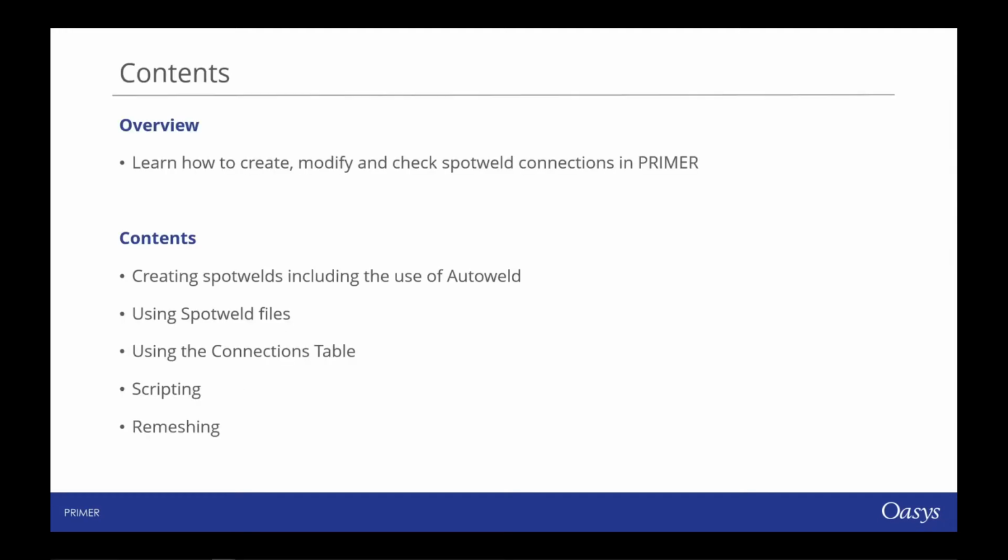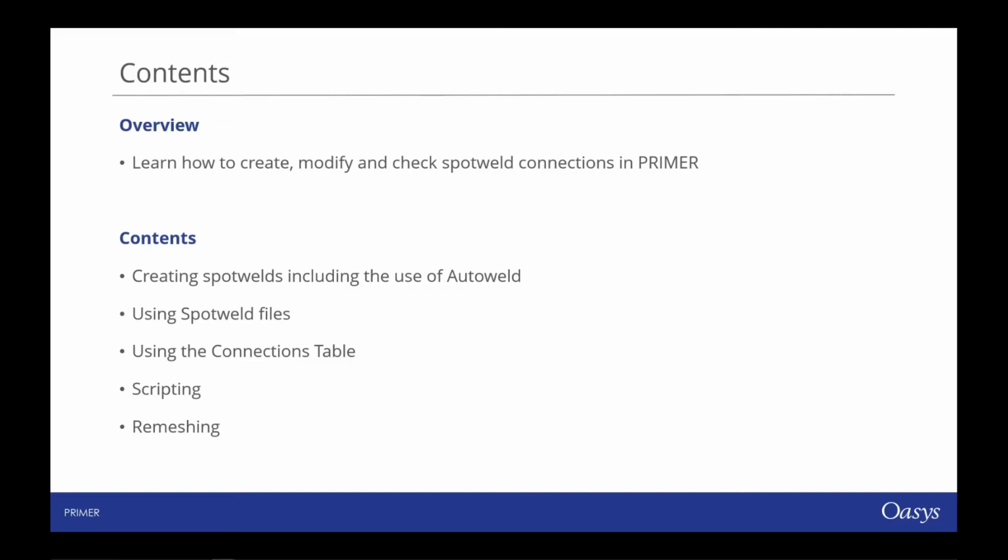So we're going to be looking at how you create, modify and check spot weld connections in Primer. So looking at the creation options, including the use of auto weld. It's an automatic generation of connections. We'll cover spot weld files, so writing and reading files with information associated to the connection entities. We'll take a look at the connections table.